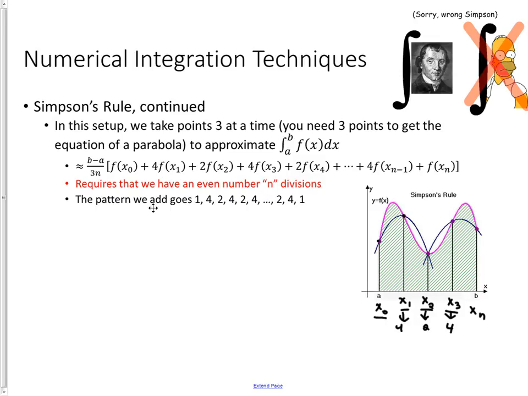So you think about it, there's a couple of points that we need to know right here. First of all, this requires that we have an even number of divisions, right? So even number n, we must have an even number. This would not work with an odd number of divisions if we said 5 or 7 or something like that. The other thing is that the pattern that we follow goes 1, 4, 2, 4, 2, and the 4s and 2s repeat until we get to the very end at 1. So if it's an even division, of course, we do end up with 4 and then 1 as the last point right there at which we're going to estimate this. All right, example to follow.